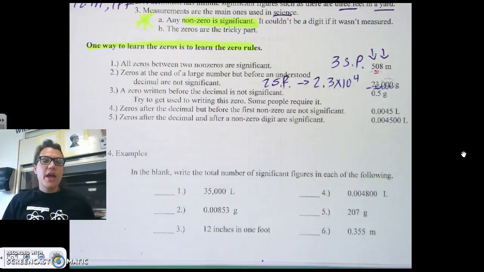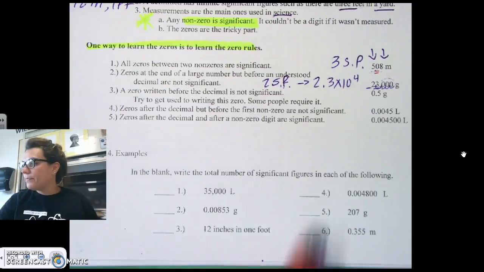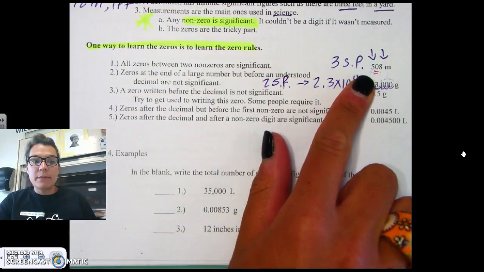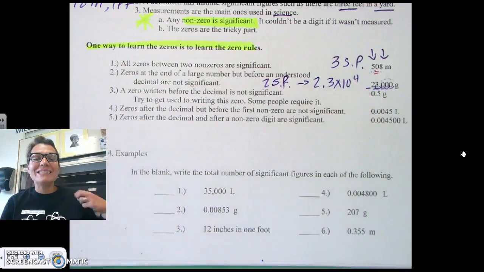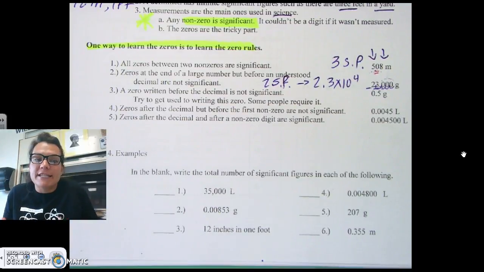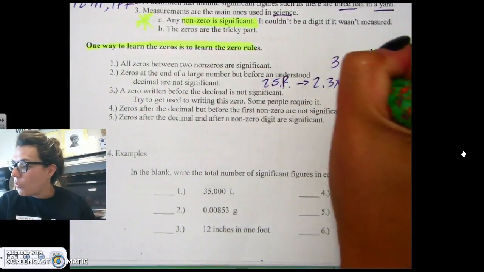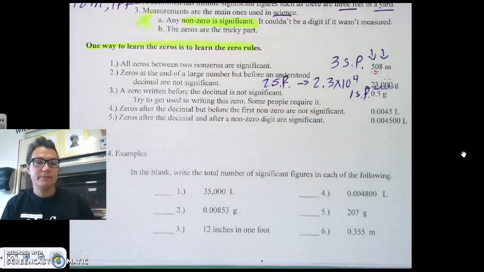Third zero rule. A 0 written before the decimal is not significant. Now this one's kind of easy because you can kind of think of it like this. 0.5. 0.5. Did the number change? No. It's the same value. So that 0 in front of the 0.5 holds no significance to the measurement. Okay? So how many sig figs does 0.5 have? Hopefully you said 1 sig fig.